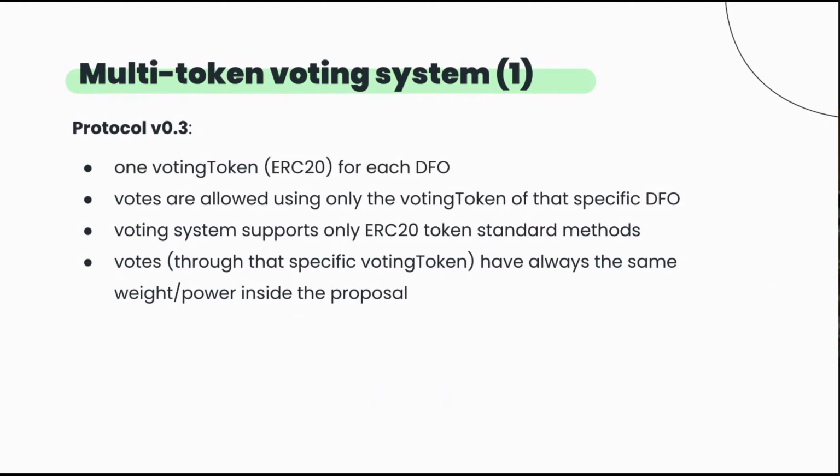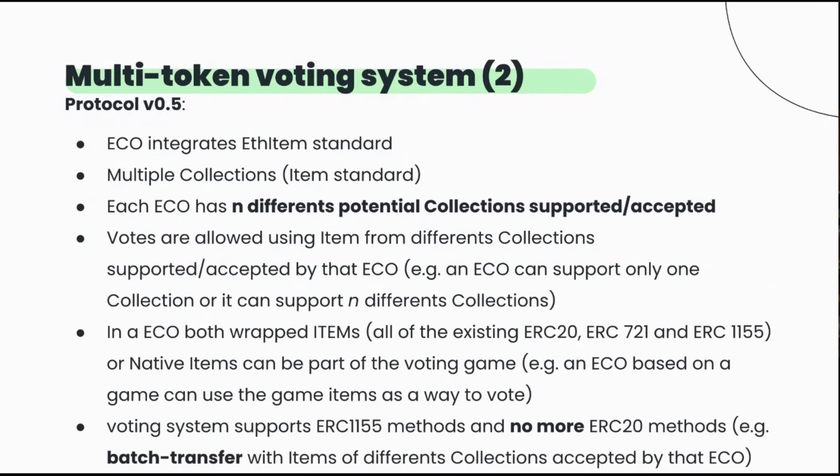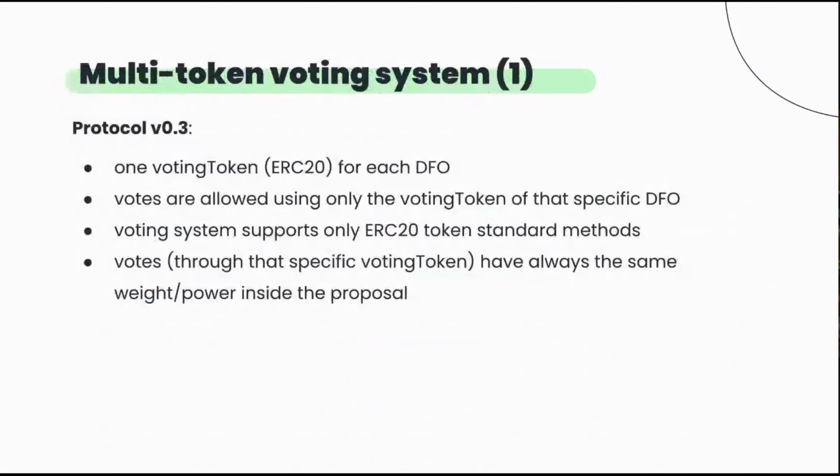So the voting system created through the smart contract protocol supports only ERC20 token standard methods. And then the last point, last but not least, votes expressed through that specific voting token always have the same weight or power inside the proposal. So one Beadle, so one vote with one Beadle counts as one vote, because all votes have always the same weight.